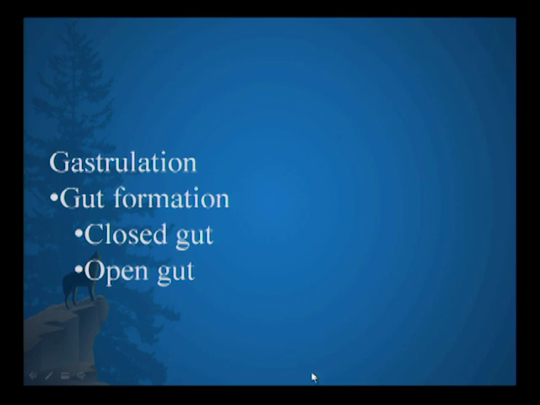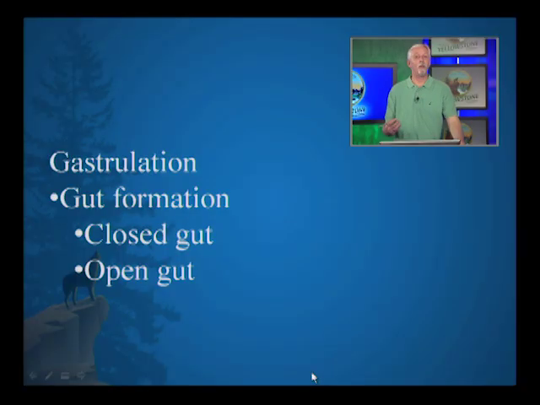As we look at gastrulation, there are certain things that are happening. One of these, as I mentioned, is gut formation. Depending on the type of animal, there'll be two types of gut. And when I talk about gut, I mean the intestinal tract or intestinal system. A closed gut is one in which there is a single opening. So a cup-like gut, a cup-like intestine.